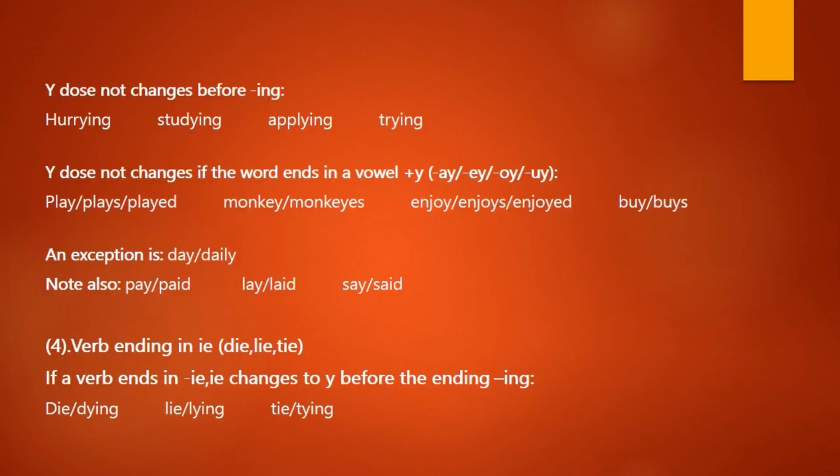Appendix 4: verbs ending in ie, like die, lie, tie. If a verb ends in ie, it changes to y before the ending ing. Example: die, dying, lie, lying, tie, tying.